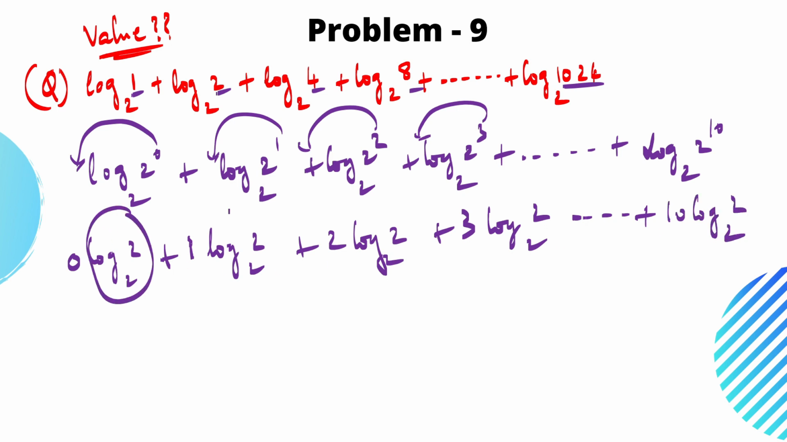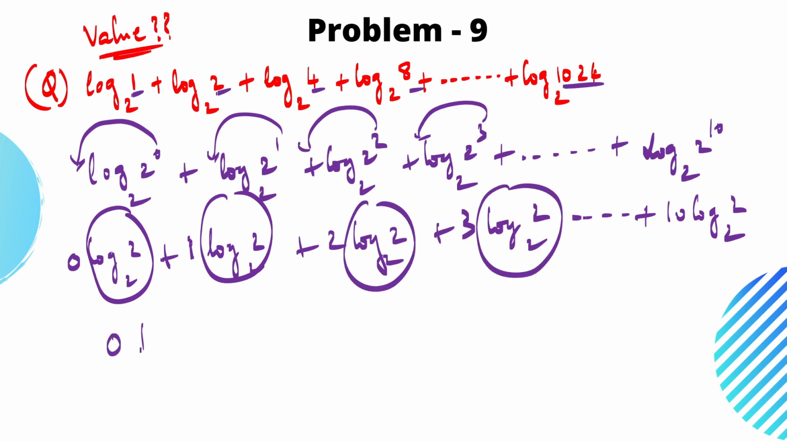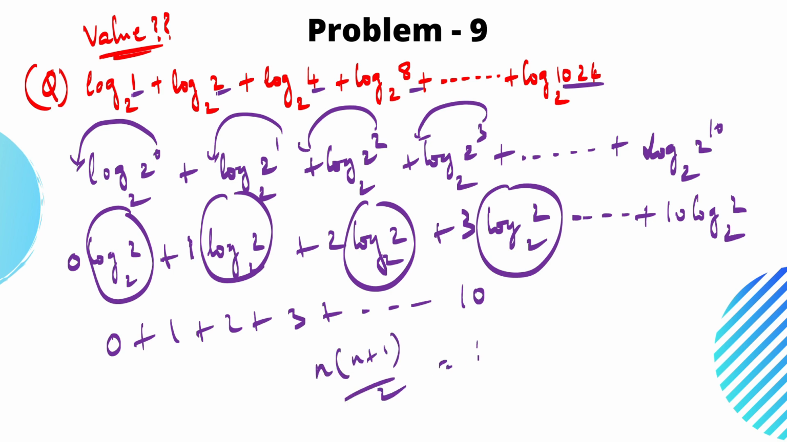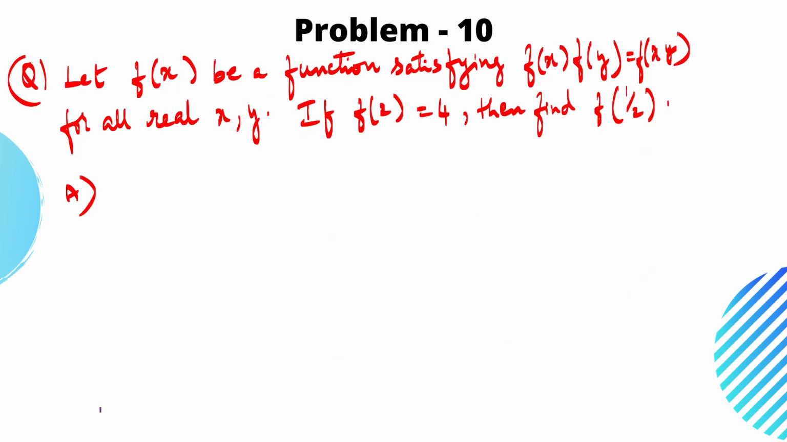Now this value is 1. We already know that these all are 1. So 0 plus 1 plus 2 plus 3 plus till 10. We are asked to find out the sum. So n into n plus 1 by 2, this is equal to 10 into 11 by 2, which is 55. So 55 is our answer. This is a CAT 2008 question.